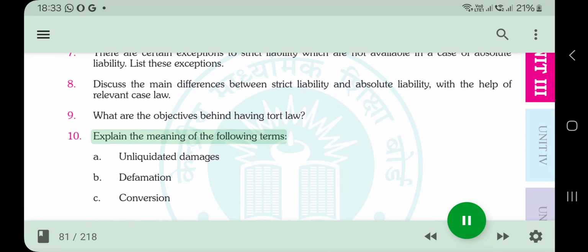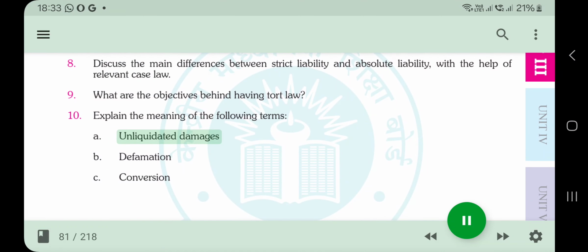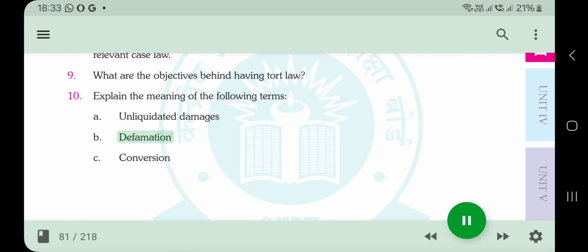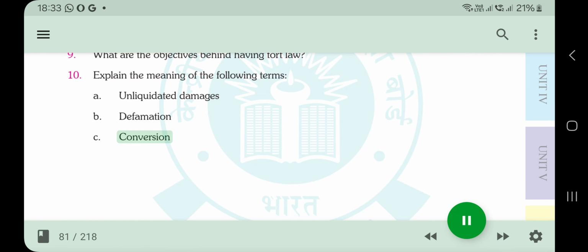10. Explain the meaning of the following terms. A. Unliquidated damages. B. Defamation. C. Conversion. Textbook of Legal Studies XII.